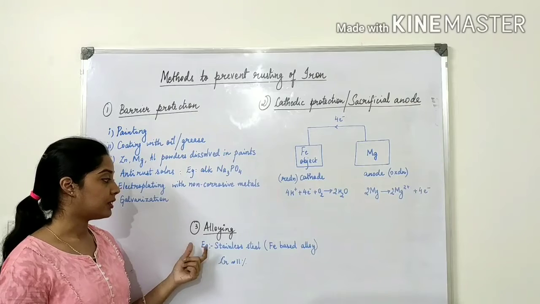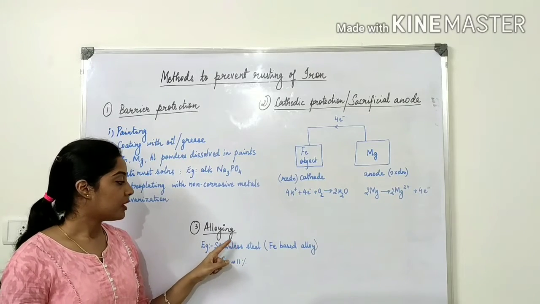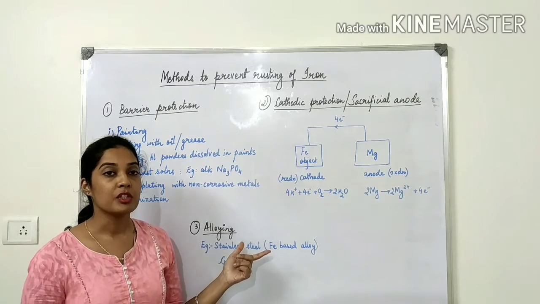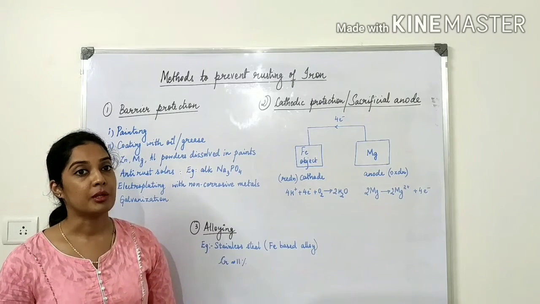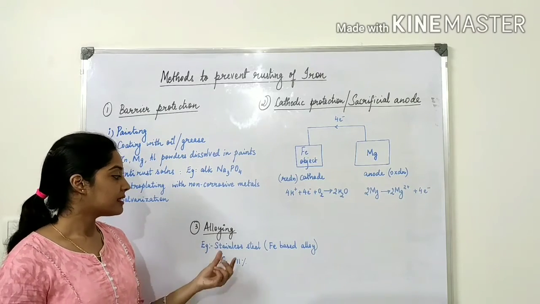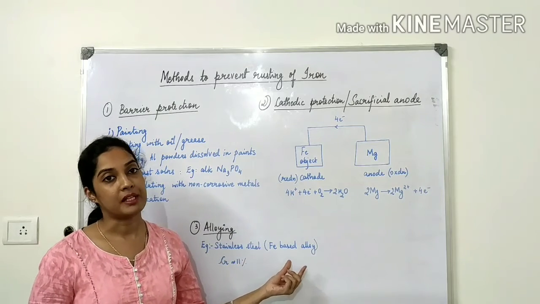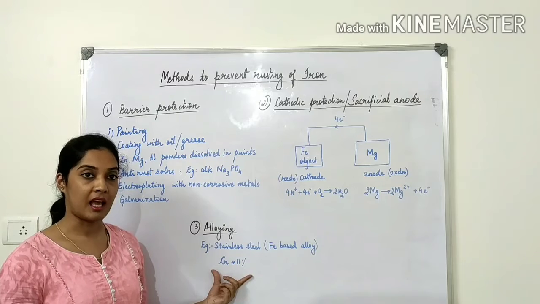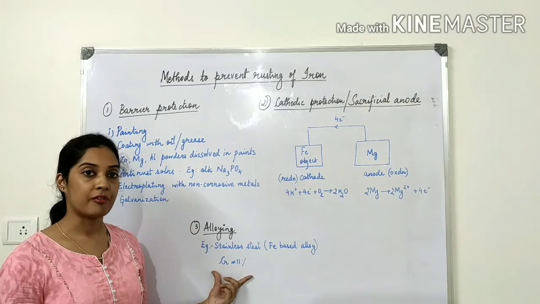The third method is alloying. Here, an alloy is a mixture of metals which results in a material with improved properties. Stainless steel is an iron-based alloy where approximately 11% chromium is added in order to prevent corrosion.